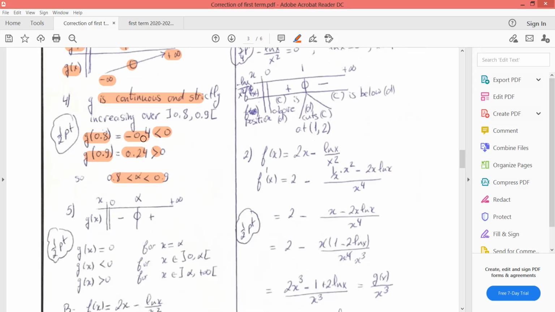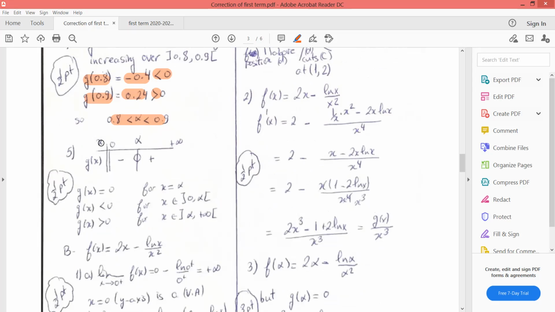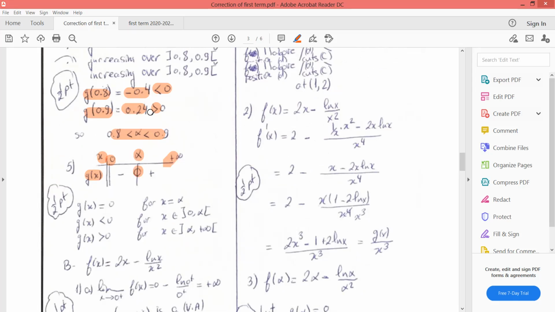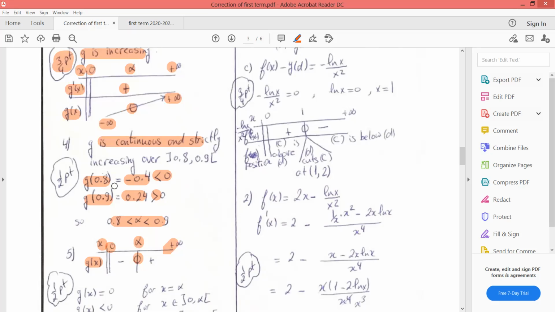Or I can make this table. I can put here x, g(x), 0, alpha, plus infinity. I put here 0. To note a sign, I can take a number greater than alpha. Alpha is between 0.8 and 0.9.